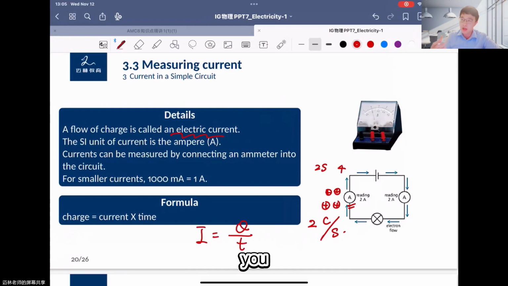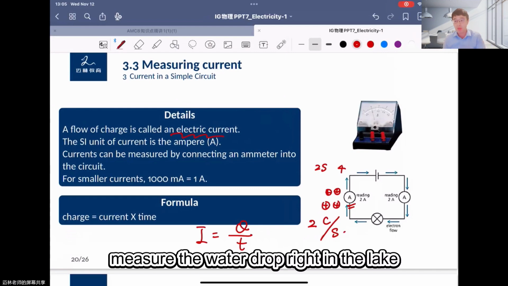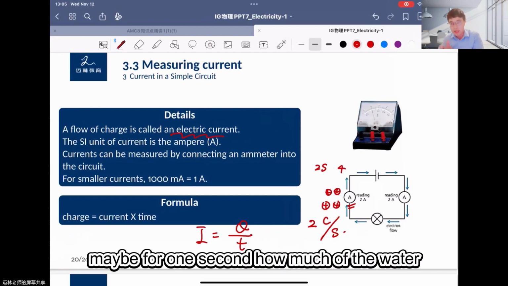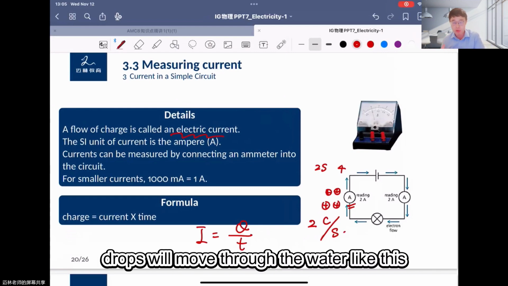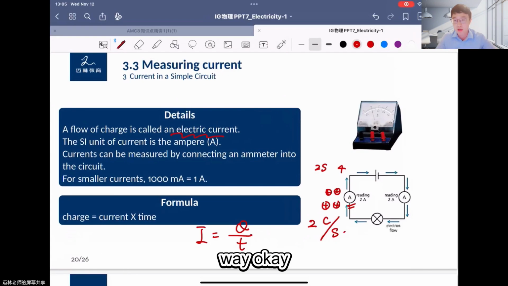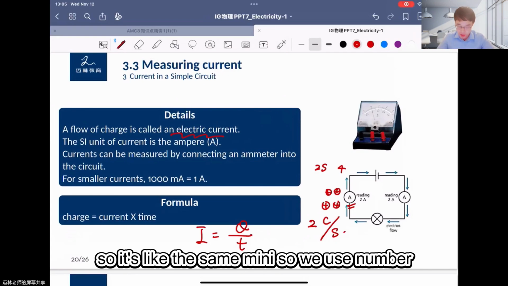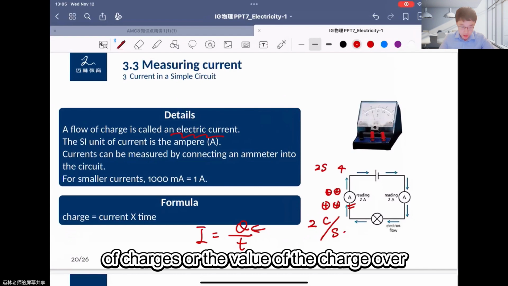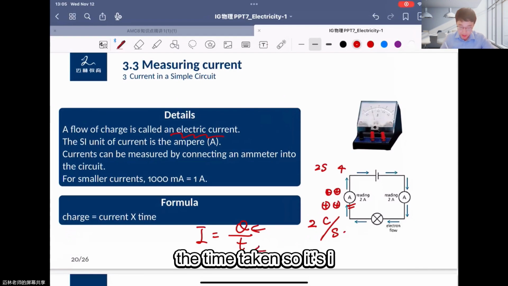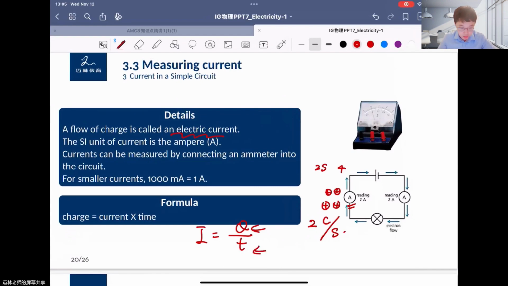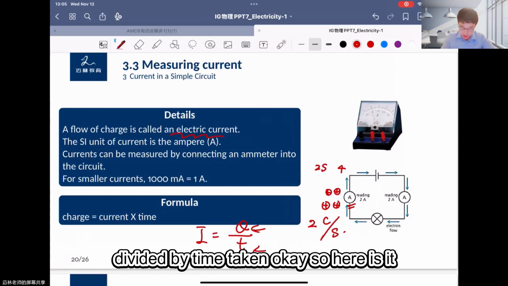Just like you have measured the water drops in the lake. Maybe for 1 second, how many water drops will move through, like this way, okay? So it's the same meaning. We use the number of charges, or the value of the charge, over the time taken. So I equals Q divided by time taken. Okay, so here it is.